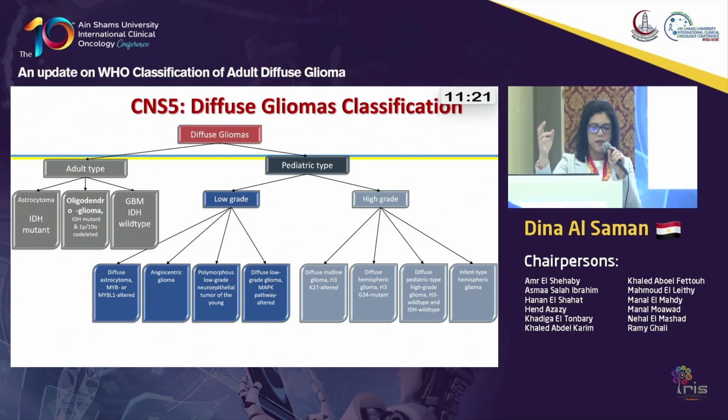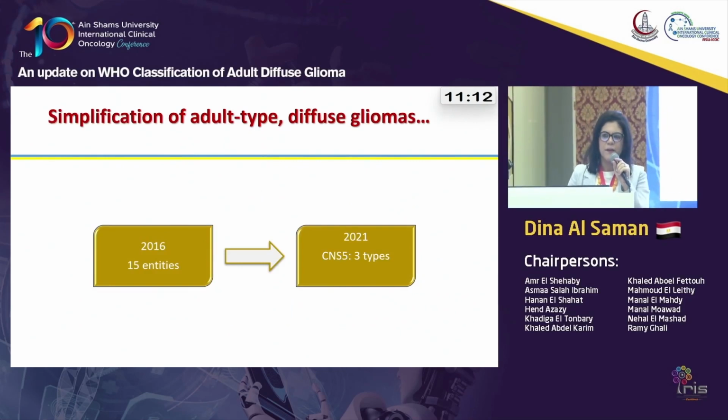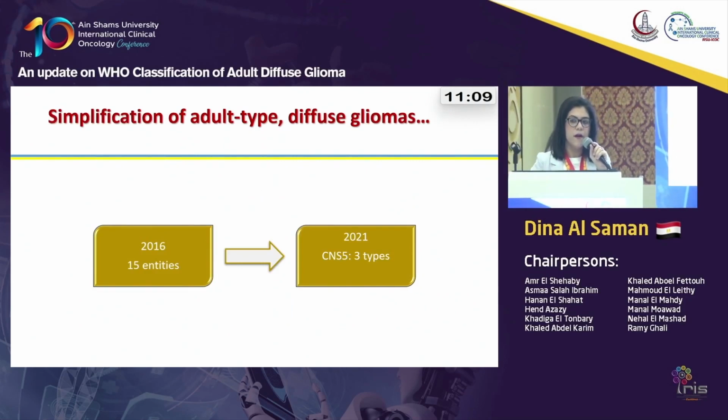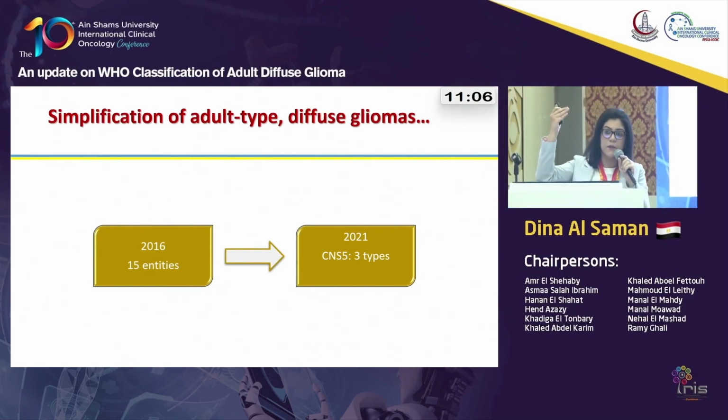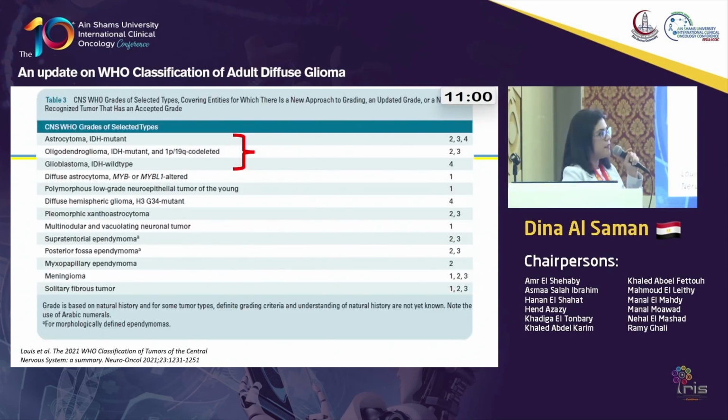And as for the pediatric type tumors, we have the low grade. They are 4 types, and the high grade 4 types. Maybe we can discuss them in a later lecture or talk, okay? To sum up, they summarized or simplified 15 entities which were described separately in 2016 into only 3 types in 2021. Okay, and those 3 types that we have are further graded. For example, the astrocytoma IDH mutant has the 3 grades, 2, 3, and 4. The oligodendroglioma with the IDH and the 1p19q co-deletion mutations may be grade 2 or 3. And the GBM IDH wild-type by definition is grade 4.